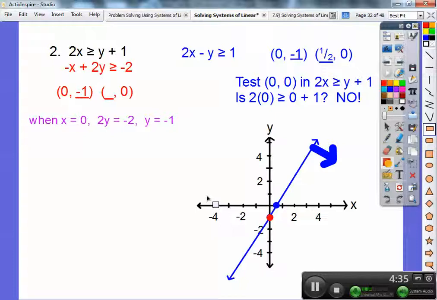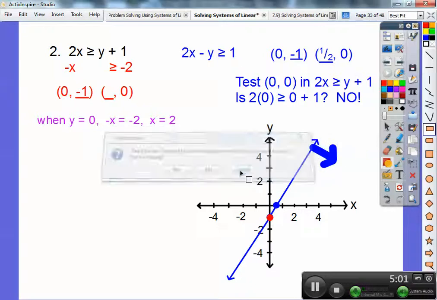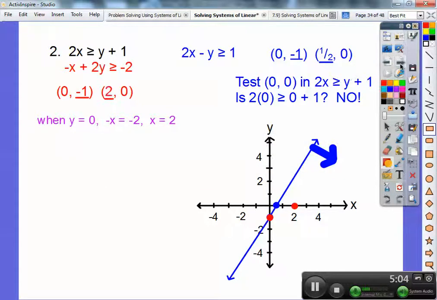And then when y equals 0, I'm going to cover up this 2y now. So when y equals 0, this piece goes away, and I'm left with negative x equals negative 2. That's what this says right here. So x would be positive 2. So I'm going to graph 2, 0 right there. So let's go ahead and graph 2, 0 right there.